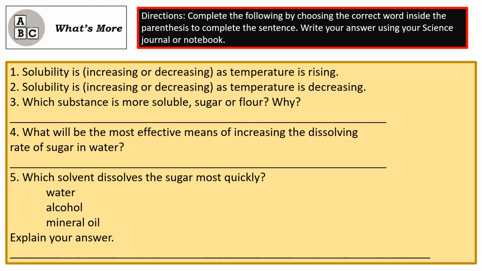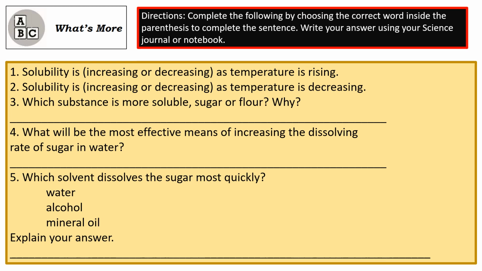Okay, now I will be going to give another activity. Direction: Complete the following by choosing the correct word inside the parentheses to complete the sentence. Write your answer using your science journal or notebook. Number 1. Solubility is increasing or decreasing as temperature is rising. Number 2, solubility is increasing or decreasing as temperature is decreasing.